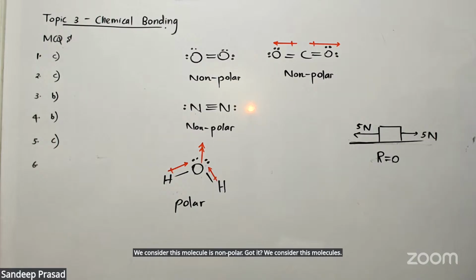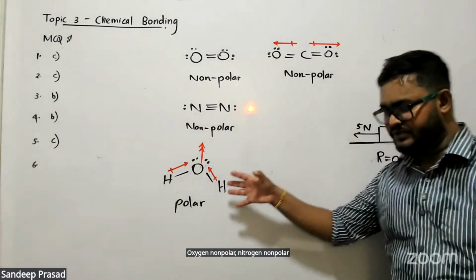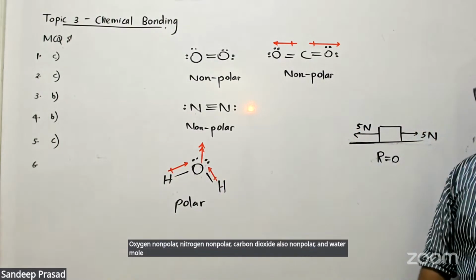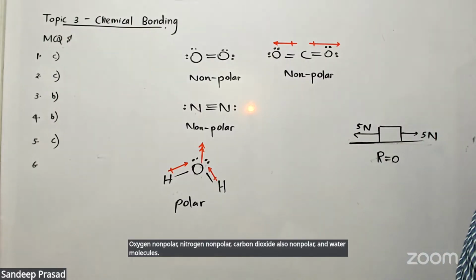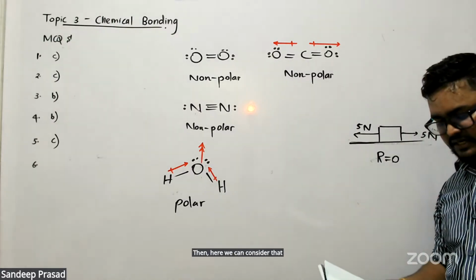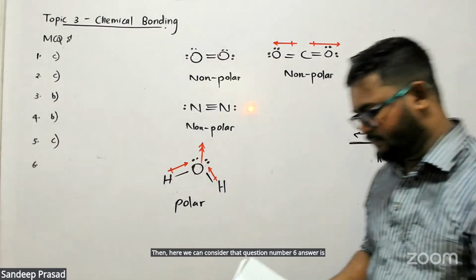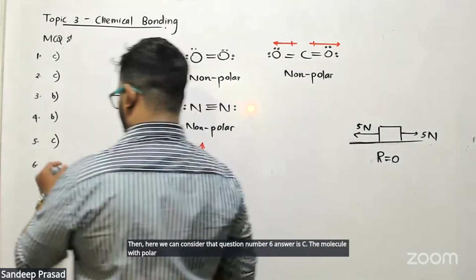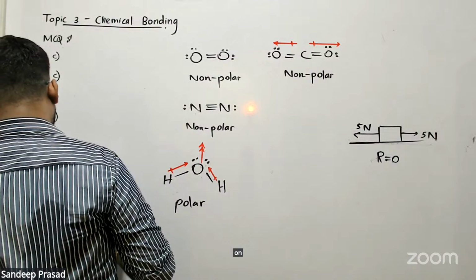Oxygen is non-polar, nitrogen is non-polar, carbon dioxide is also non-polar, and the water molecule is polar. So for question number 6, the molecule with polar bonds, the answer is C, H2O.